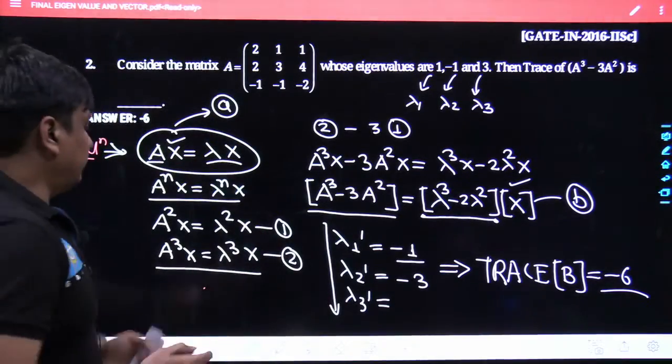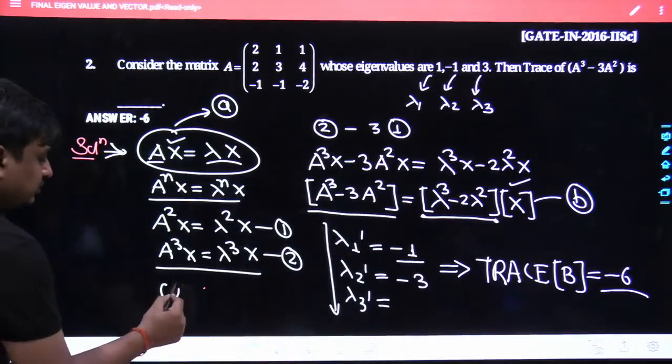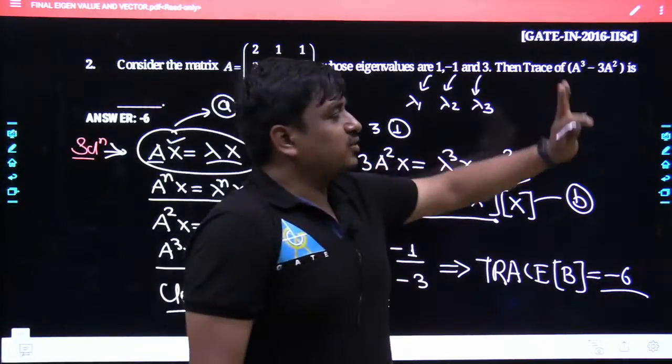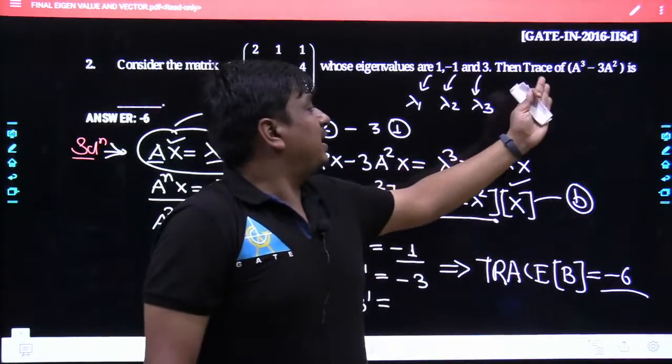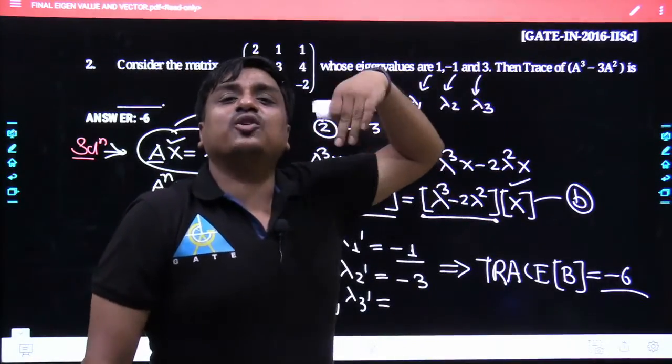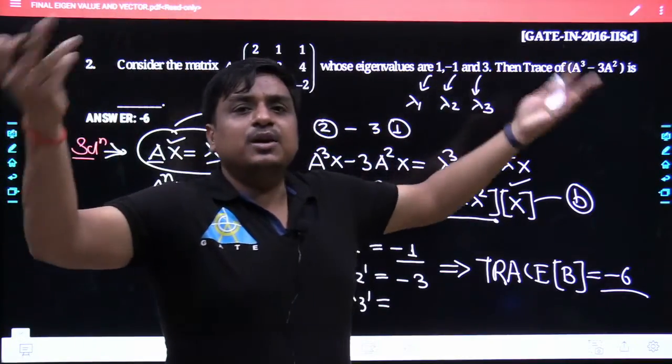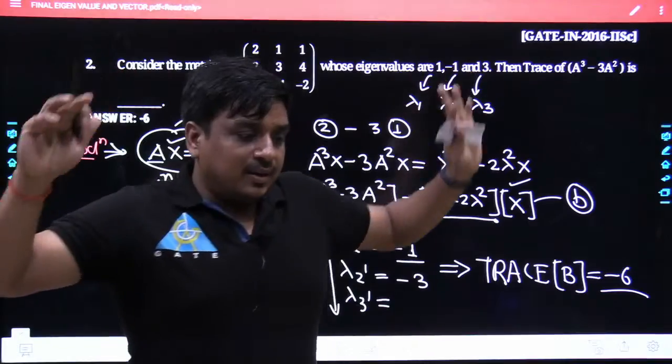Is that part clear to all of us? So now you can understand it in this way. If instead of a cube minus 3a square, it had been a cube minus 3a square plus 6a, then at the end of the day, what you would have to do is feed lambda in place of a.